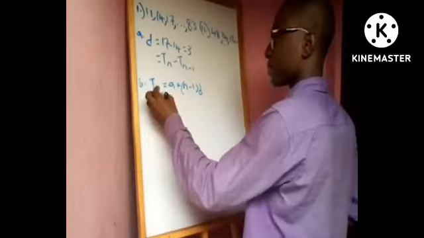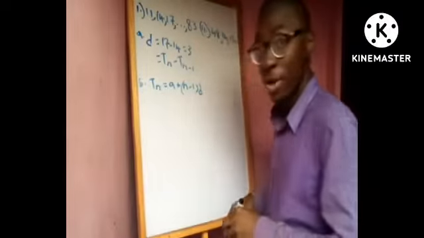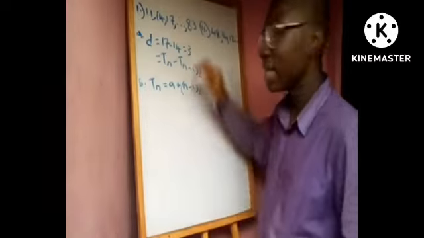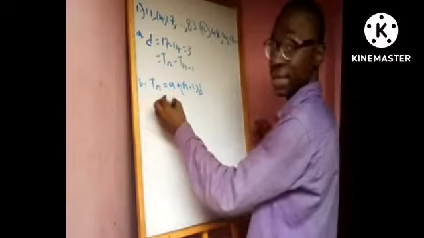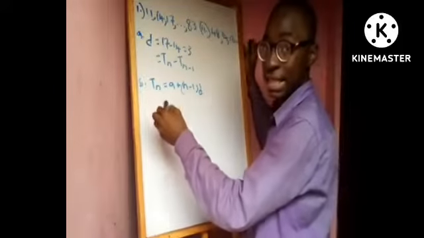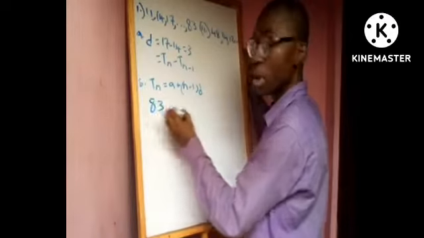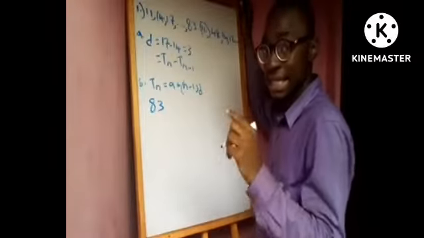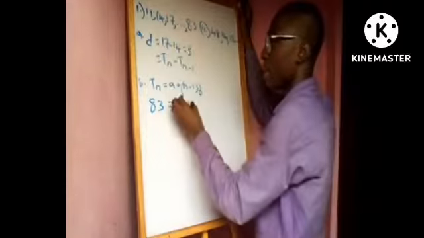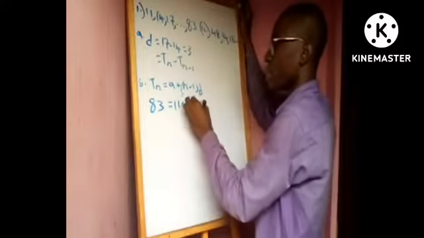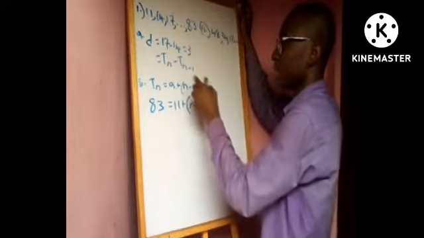If you are looking for the number of terms, you pick the last term, which is 83. So the nth term is 83. We don't know what n is yet, but 83 equals the formula: A, which is our first term, 11, plus n minus 1 times D.